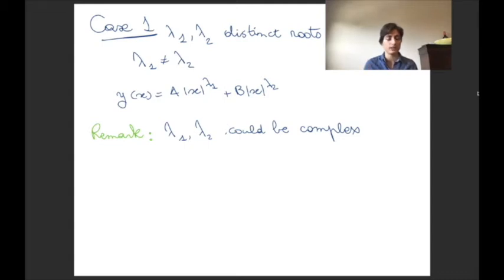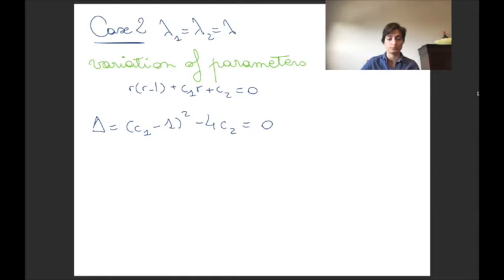So the first case is there are two distinct roots, lambda 1 and lambda 2. They might be complex, but we know how to do complex powers, so our general solution y is equal to a linearly independent sum of x at the power lambda 1 and x at the power lambda 2.